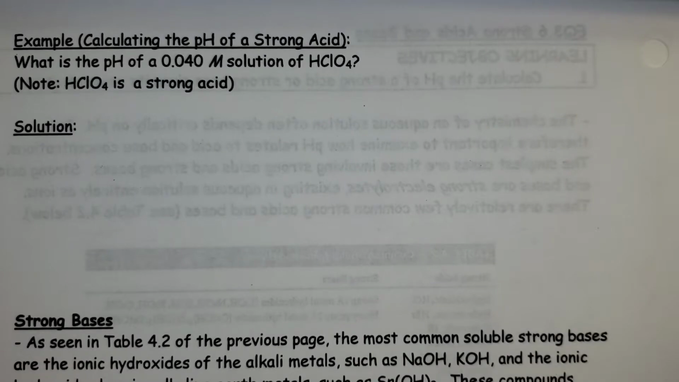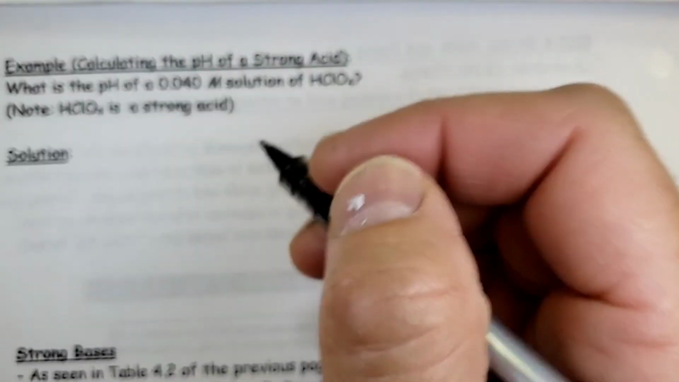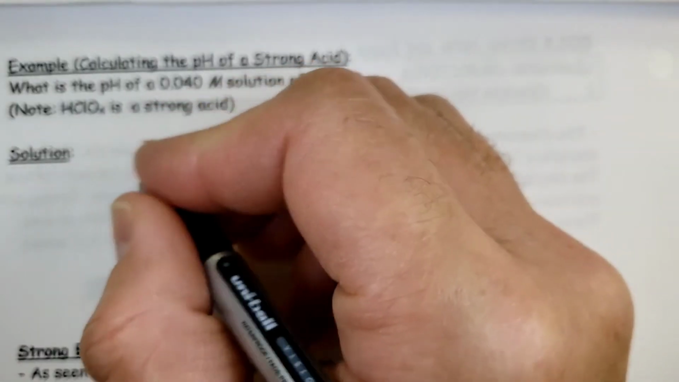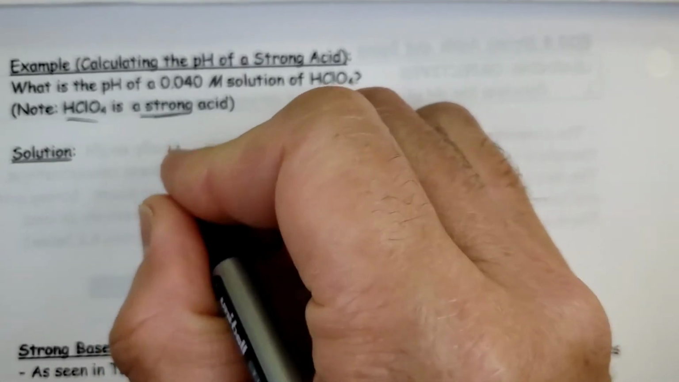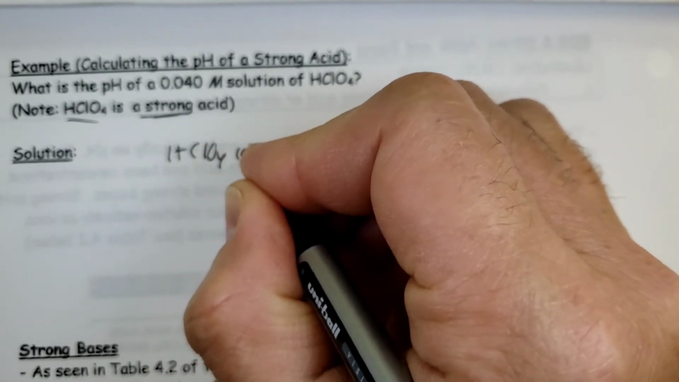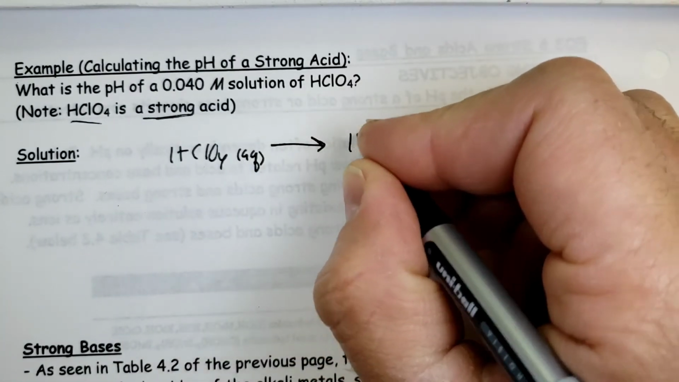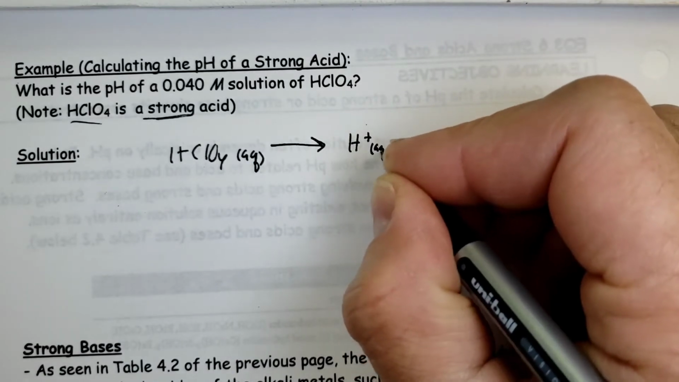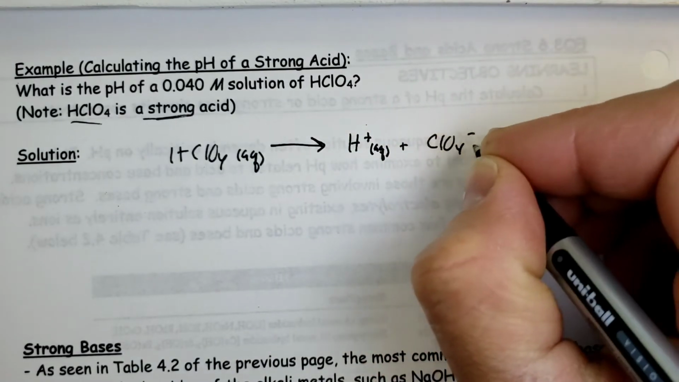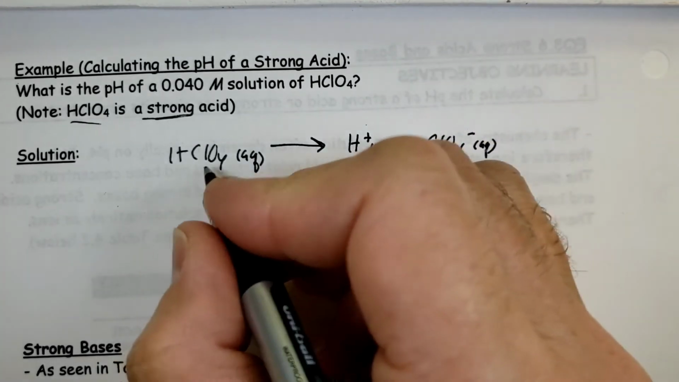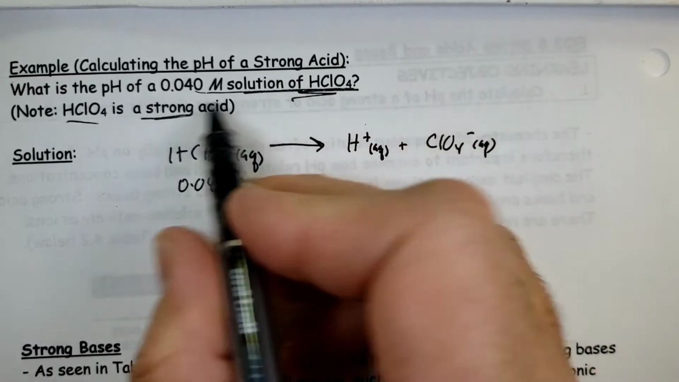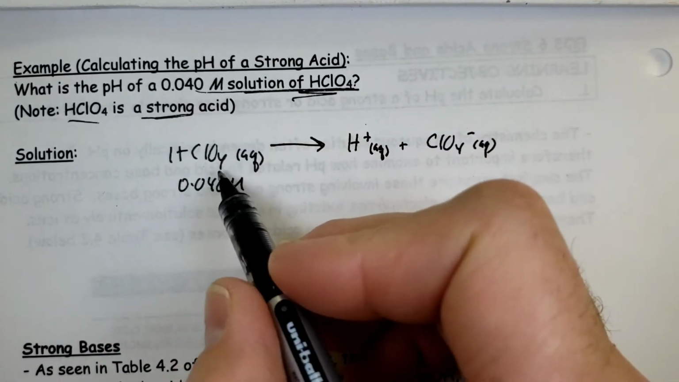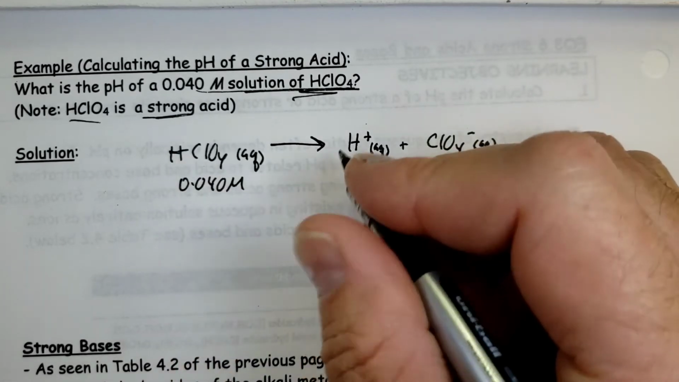So on the next page, if we look at an example, figure out the pH of a 0.04 molar concentration of HClO4, which is considered a strong acid. For the most part, I'll let you know if it's a strong acid. So if HClO4 is a strong acid, all of it breaks down into H plus and ClO4 minus. So if our original solution is 0.04 molar, then when we have that acid in water, it breaks down entirely.